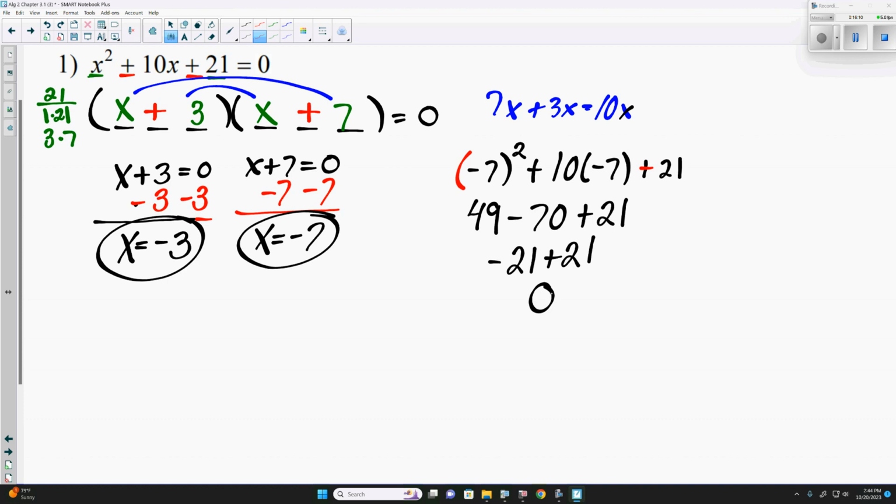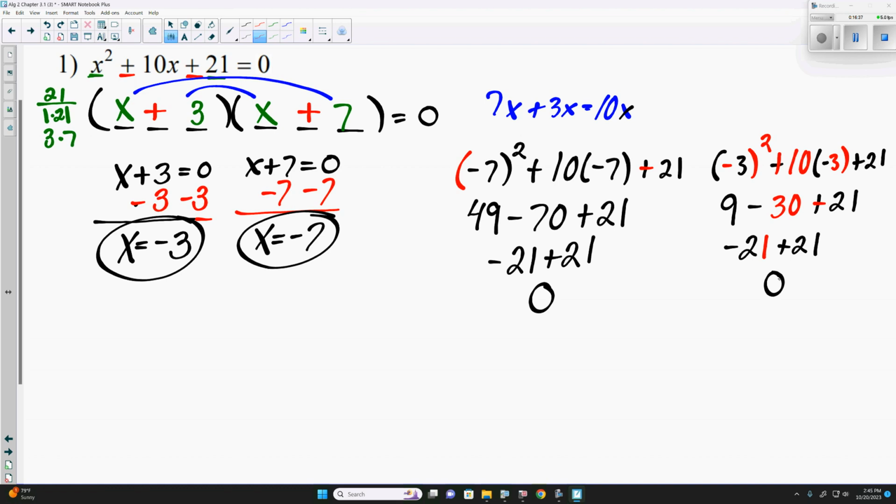And the same thing would be true if we did it with -3. Well, it actually works out that both of these will. And it's part of the properties of a quadratic. -3 squared is 9. 10 times -3 is -30 plus 21. Well, 9 minus 30 is -21. Yep. So either one of those sets of parentheses is going to cause the equation to be 0.